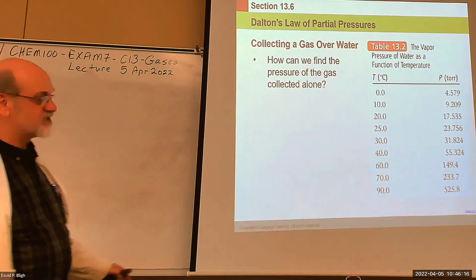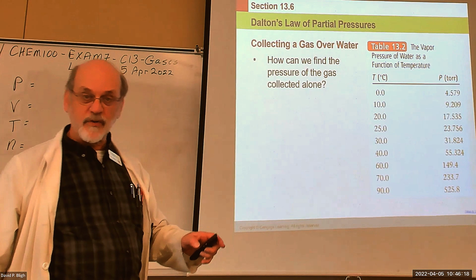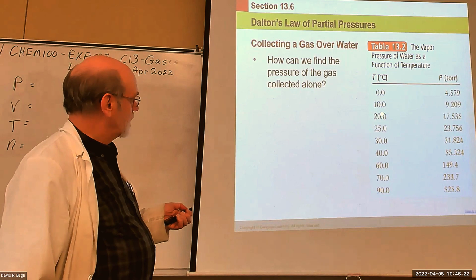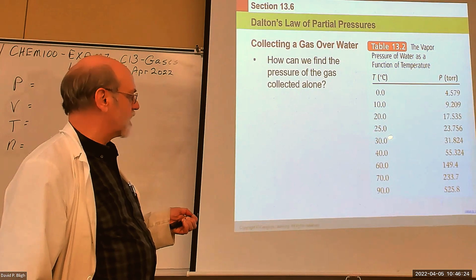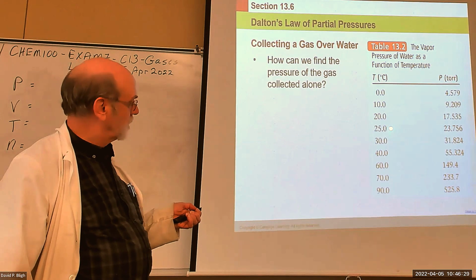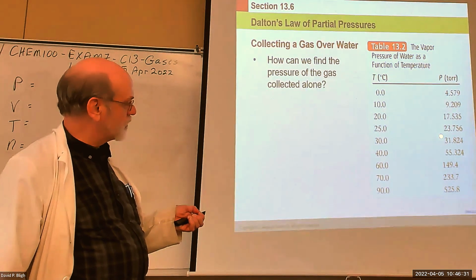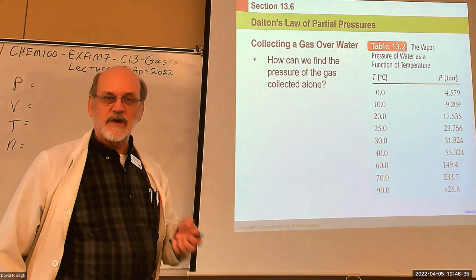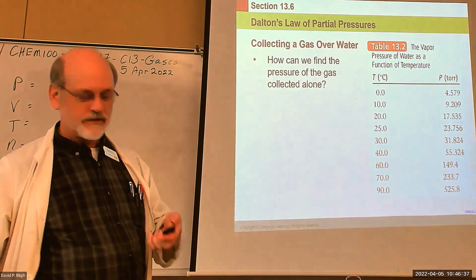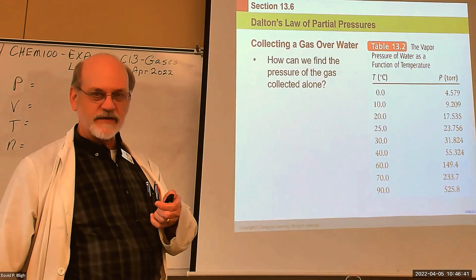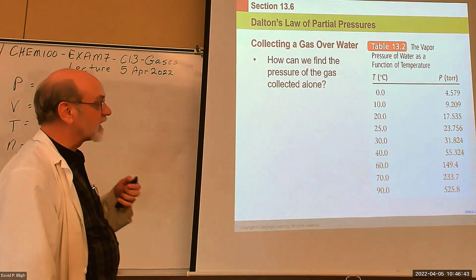And there's your table for the vapor pressure of water. All right, so if we have say room temperature, well, standard temperature is 25 degrees for chemical reactions. So we know that the pressure due to water is 23.756 torr. We just measure the total, and subtract that, and that gives us the pressure of the gas inside the container, the collected gas.